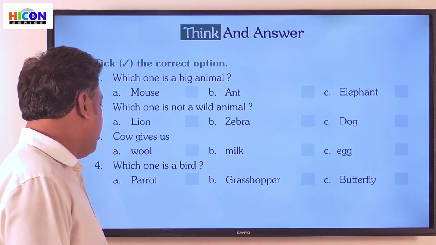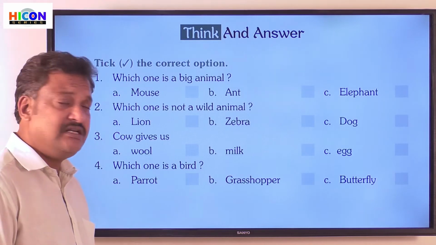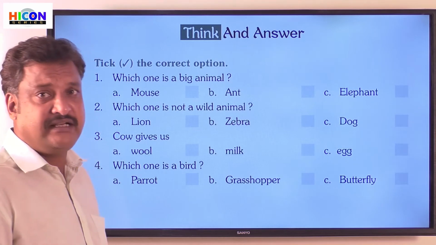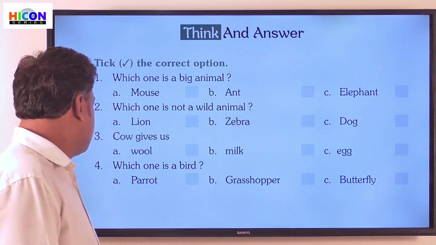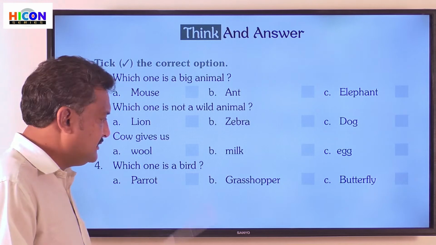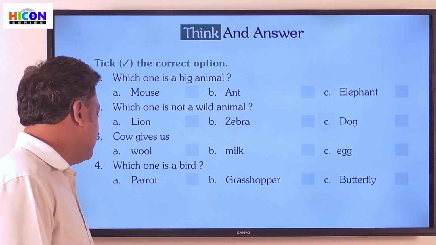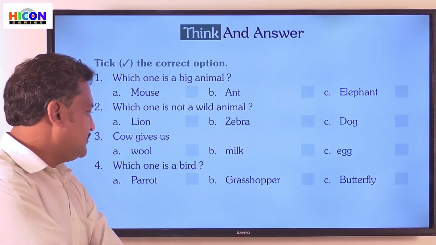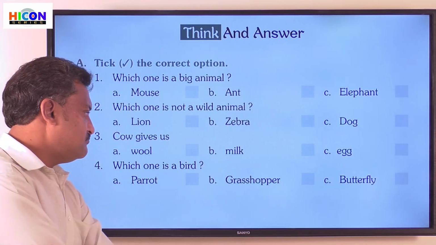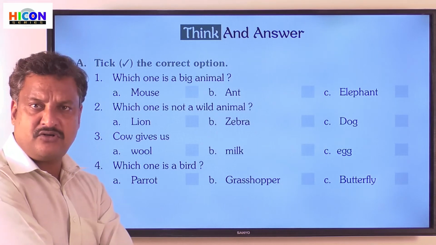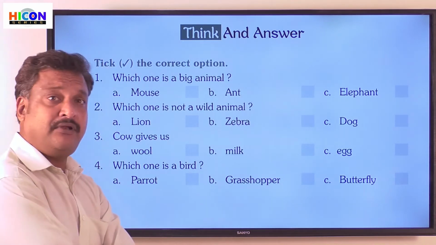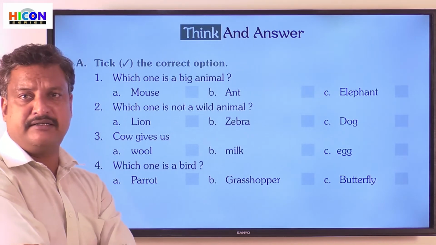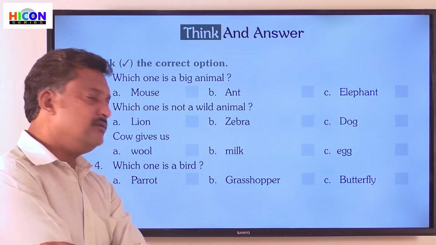Then, which one is a bird? Birds are those animals which can fly, isn't it? Yes, they have got wings and they can fly. So the options are a parrot, a grasshopper, and a butterfly. Parrot has wings and it can fly. Grasshopper has wings, it also can fly. Butterfly, you know, flies from one flower to another in the garden, isn't it? So all three can fly.